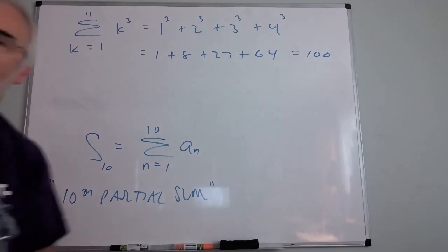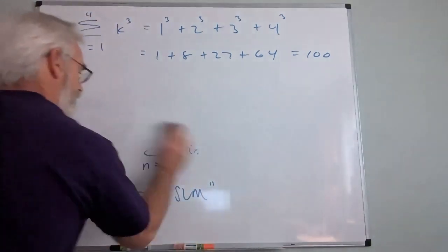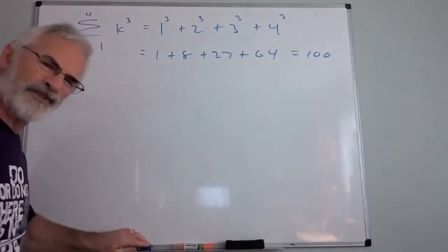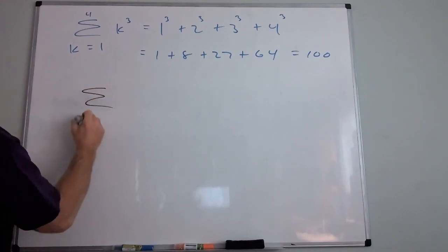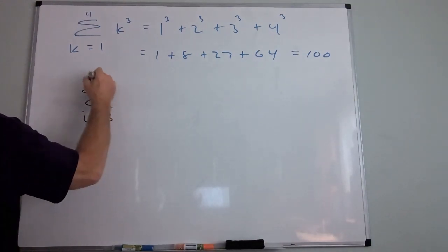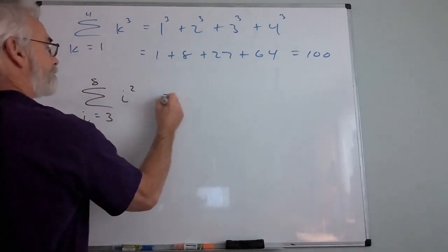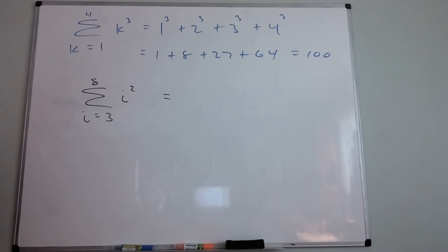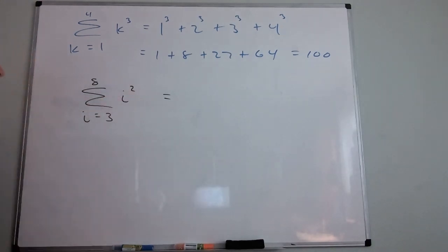Do I have to start at 1? Could I start somewhere else? Oh, heck, could I even start at a negative number? Yes, you're usually not going to see that, but technically, yes. So what if I do this? I want i equal 3 to 8 of, how about, i squared? All that matters is that these match, okay? It doesn't matter what letter of the alphabet you use. My index is i, which means i is the key term here.